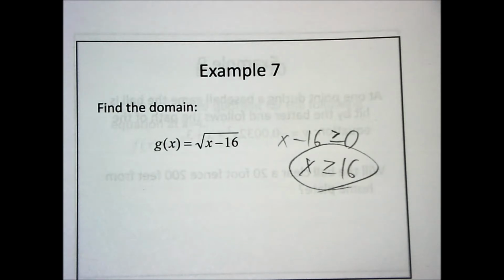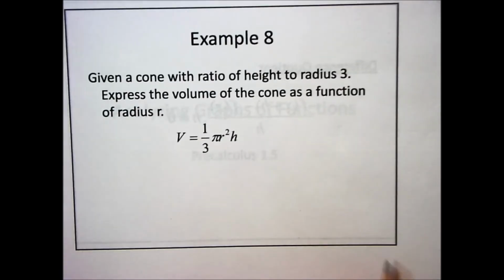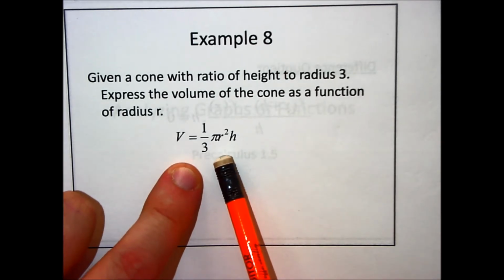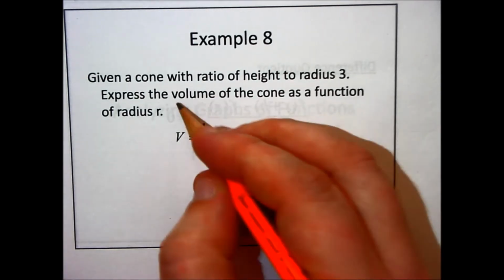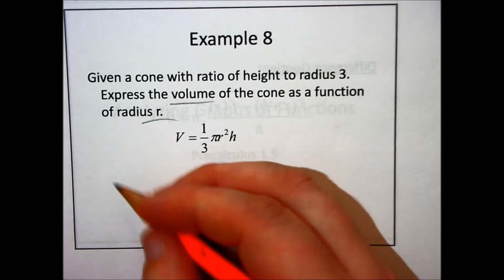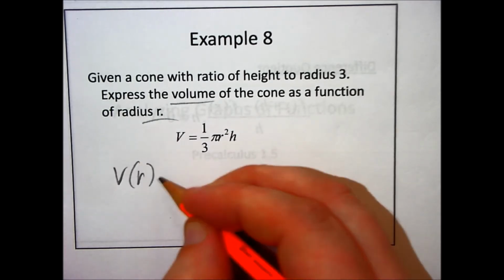Okay. This one's a little bit strange just on the wording. Given a cone with a ratio of height to radius 3, express the volume of the cone as a function of r. Now one thing, how many variables does a function have? 2. The input and the output. The independent and the dependent, right? This equation here has 3. They want you to write one with volume and radius. So what they really want is V of r.